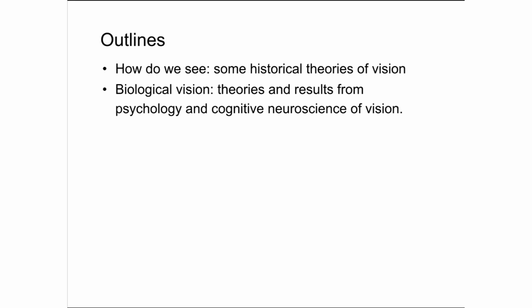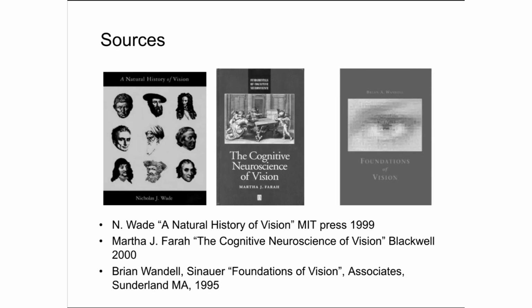The two most important topics that we will be talking about today are how do we see, the historical theories of vision, and also biological vision, the theories and results behind the psychological and cognitive neuroscience of vision research findings. The sources for this lecture are partially the Cognitive Neuroscience of Vision book, which is written by Martha Farah, the Foundations of Vision, which is written by Brian Wandell, and the Natural History of Vision, which is an MIT Press published book, which is written by Nicholas Wade.